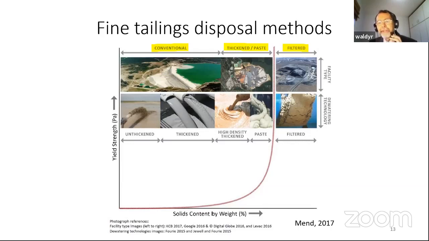Again, I come back to that same picture. Now I'm just focusing on the names of these different disposal methods. The first one is the conventional, the one that we know very well, the unthickened tailings or thickened tailings, but not that much. And then you have the thickened tailings and paste tailings. And of course, you have the filtered tailings. So these are the new agenda that we have with the people that work with tailings discharge.